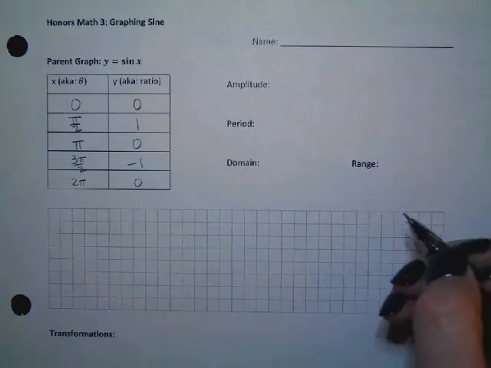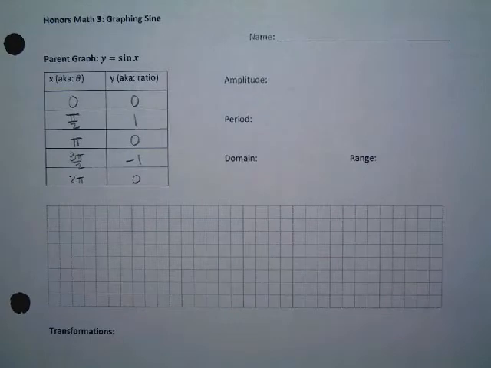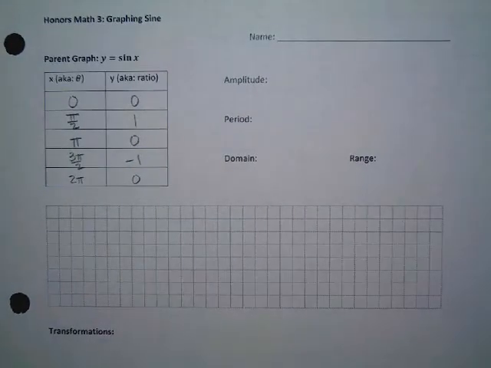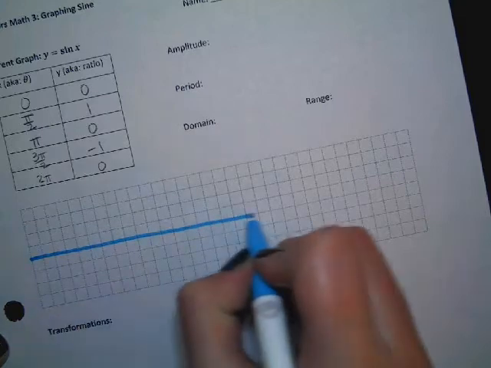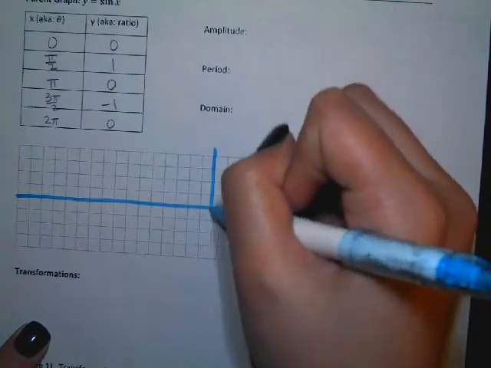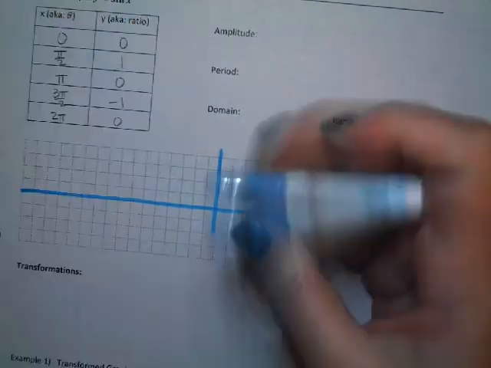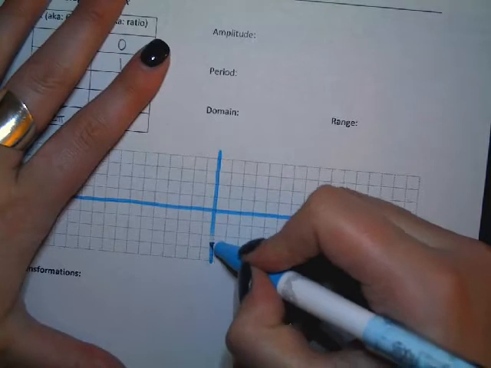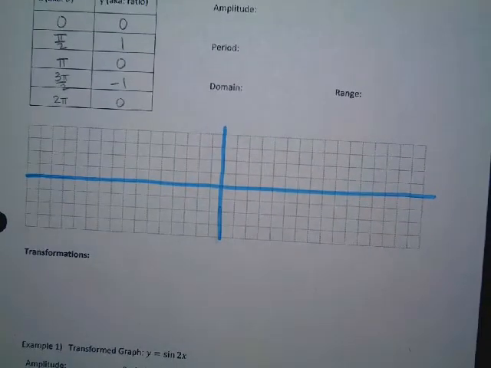Okay, so what I'm going to do is take a marker. The reason I'm going to use a marker for this part is because it's a lot easier to see what you're doing and to graph on top. So I'm going to use a marker to draw my x-axis and to draw my y-axis. Did I get it in the middle? It kind of looks like it's in the middle. Okay, so I need to be able to graph 0, pi/2, pi, 3 pi/2, and 2 pi.